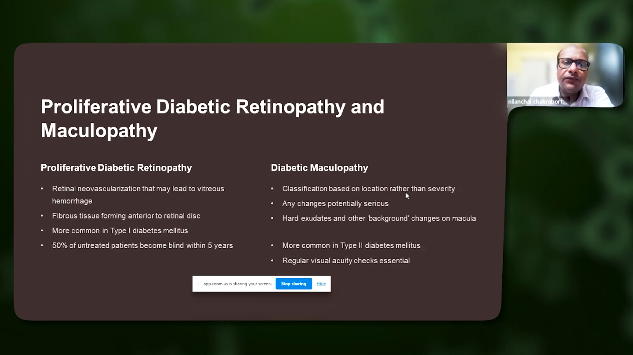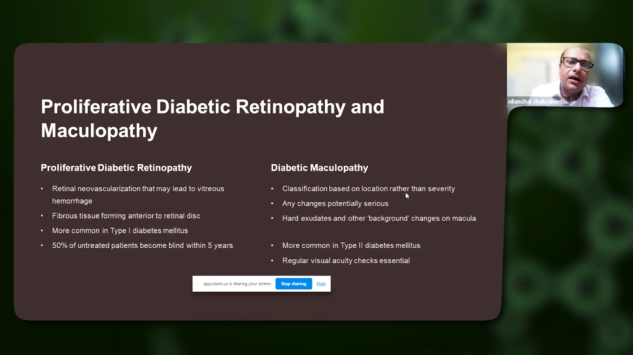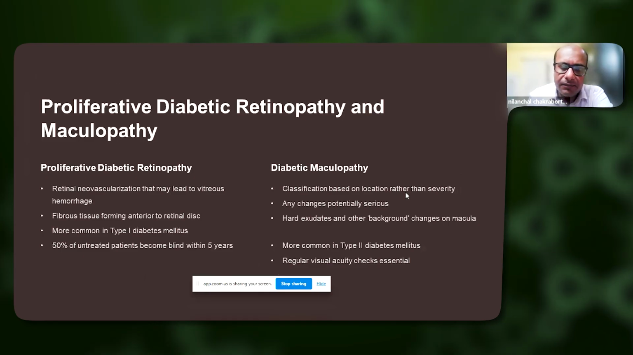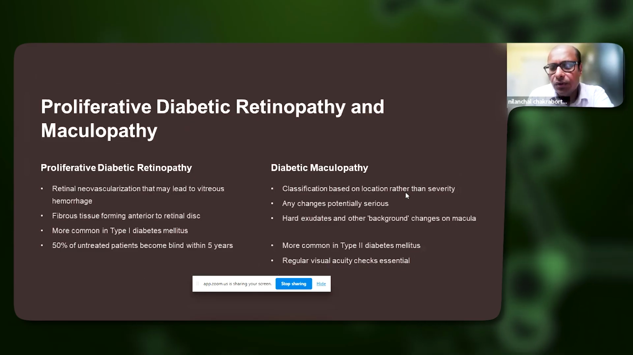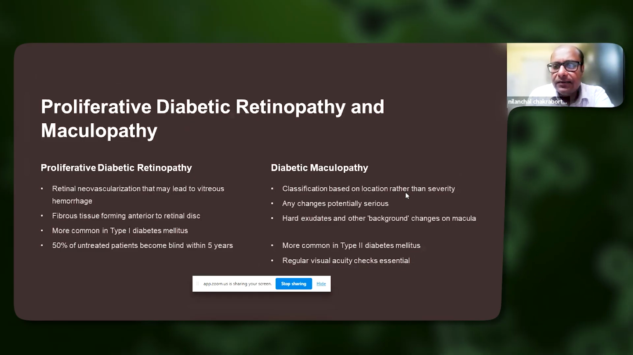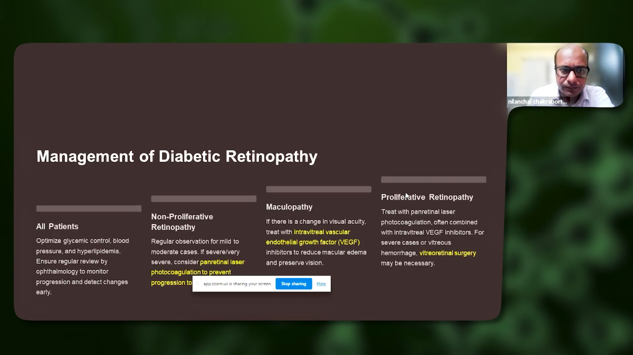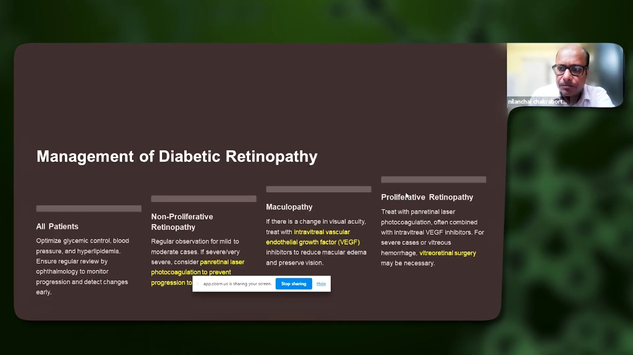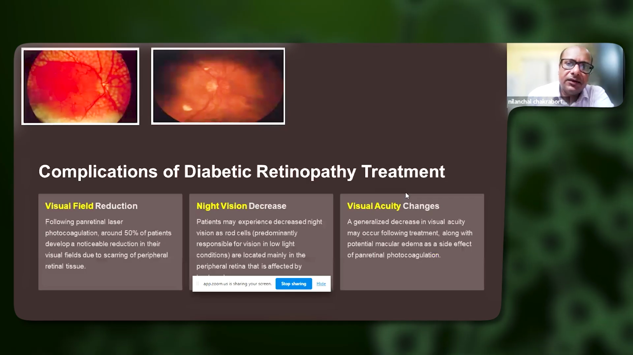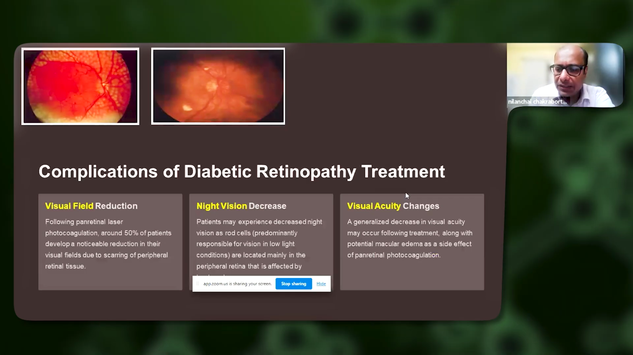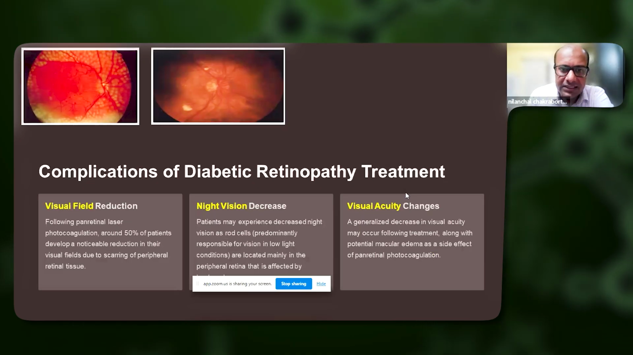Okay, so if that retinopathy involves the macula, which is very important for vision, we call it maculopathy, but more or less the treatment remains the same: good control of diabetes mellitus and management of other proliferations with laser therapy. So ultimately the features are the same: visual field reduction, decrease in night vision, and visual acuity changes, which occur in all types of diabetic retinopathy depending on the severity.